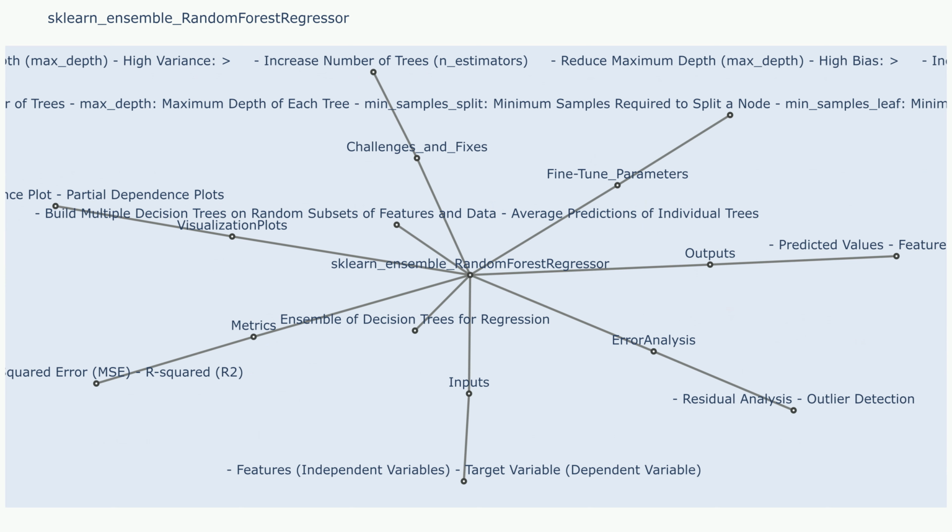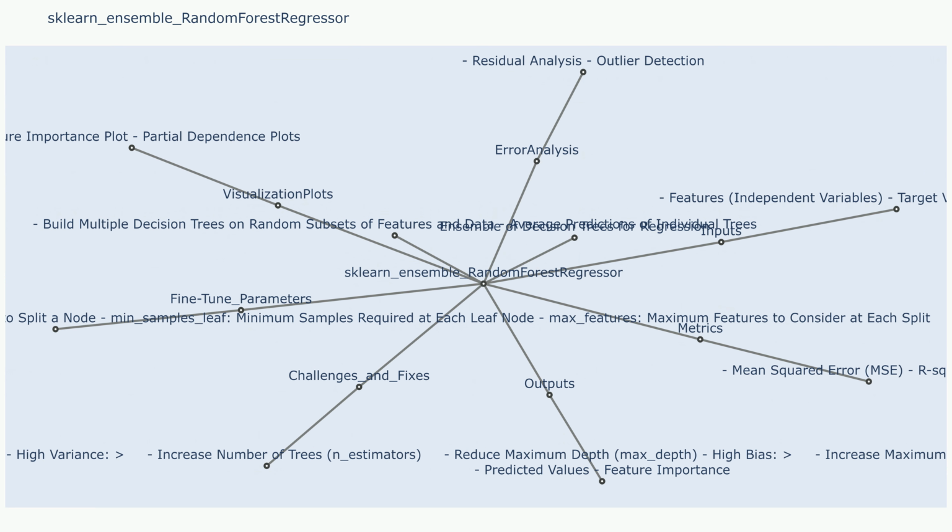These attributes include feature importances, a list of feature importance scores indicating the relative contribution of each feature to the model's predictions. OOB score. The out-of-bag OOB score, which is an estimate of the model's prediction accuracy on unseen data, calculated using the samples not used in building each tree.